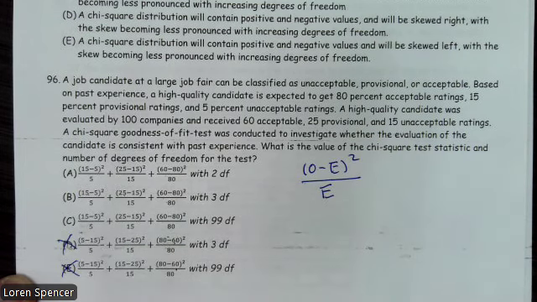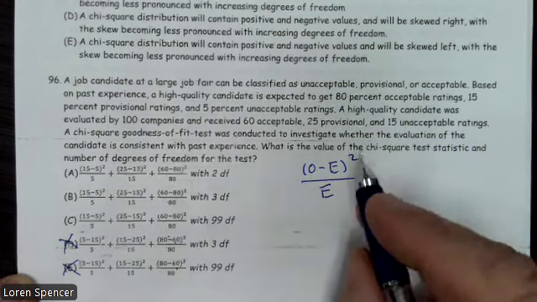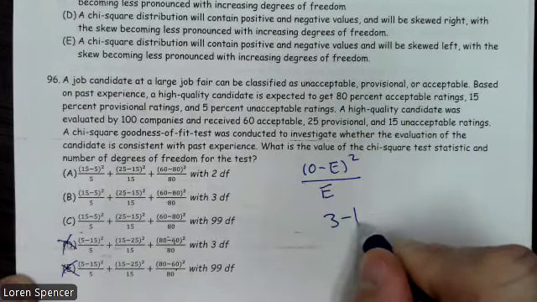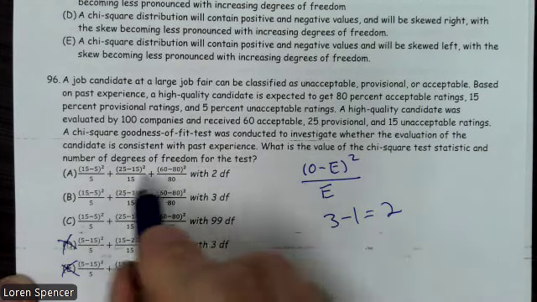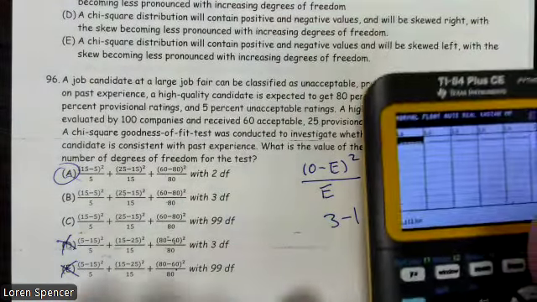Now we need to look at, well, how many degrees of freedom were there? Well, we have 1, 2, 3 categories. So our categories are 3 minus 1, which is 2. So that gives us 2 degrees of freedom. So that tells me right away that 96 is A, but let's work on the expected part because I want to help with that as well.